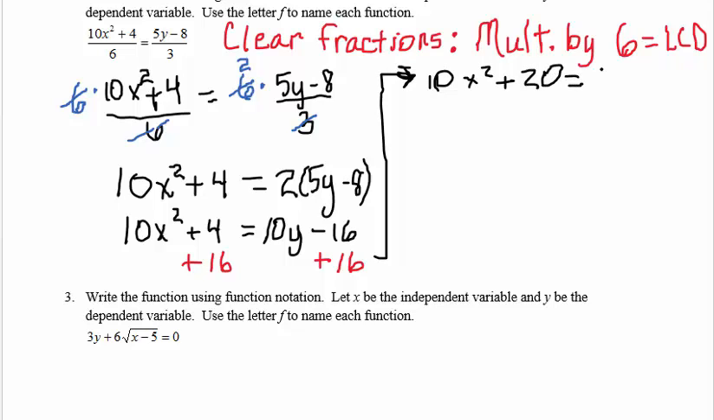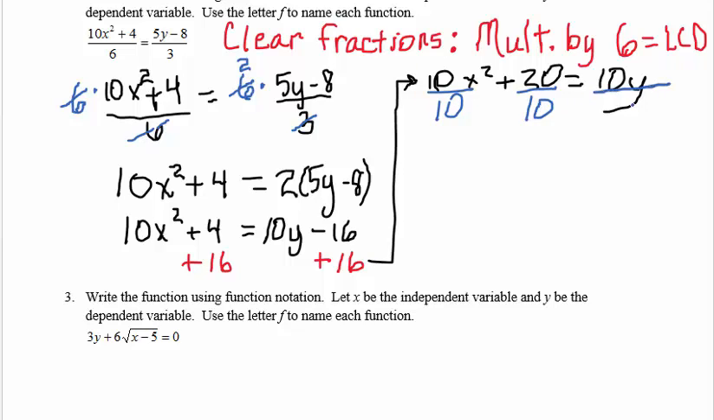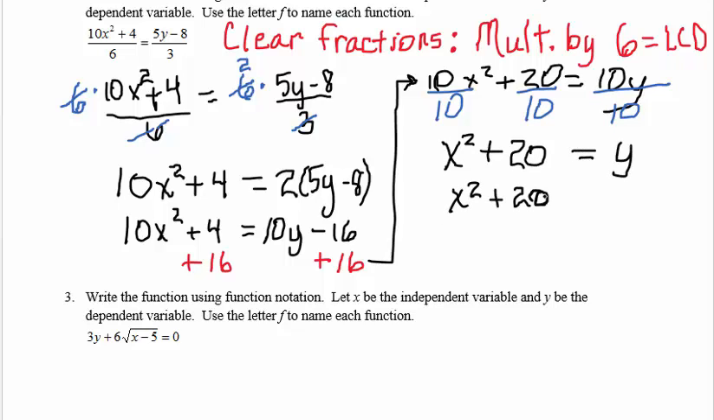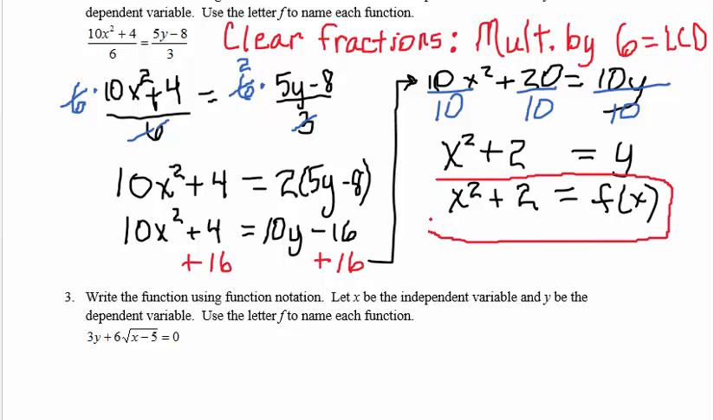And I wind up with 10x squared plus 20 equals 10y. I divide each term by 10, and I get x squared plus 2 equals y. So x squared plus 2 is f of x. I replace the y with f of x.